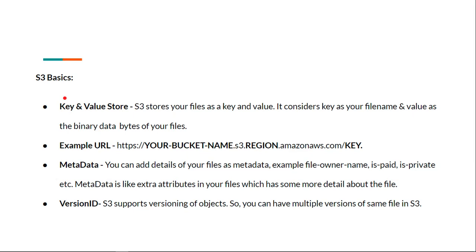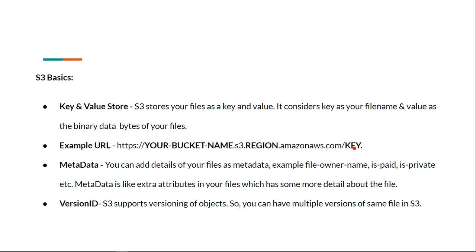Let's talk more about S3. S3 uses a key and value pair for your files. S3 stores your files as a key and value pair. It considers the key as your file name and the value as the binary data bytes of your files. Let's check an example URL for S3 files. We have the example URL as https://your-bucket-name.s3.region.amazon.com/key. Key is the name of the file which you want to access from your bucket.